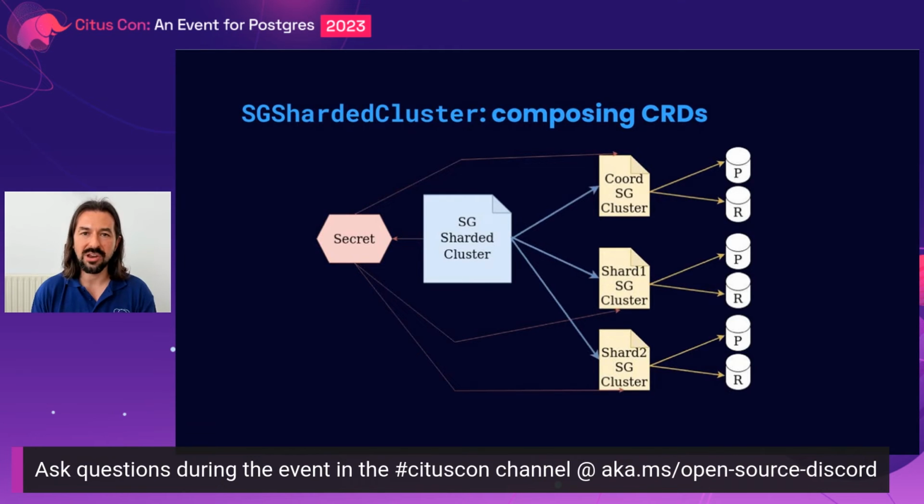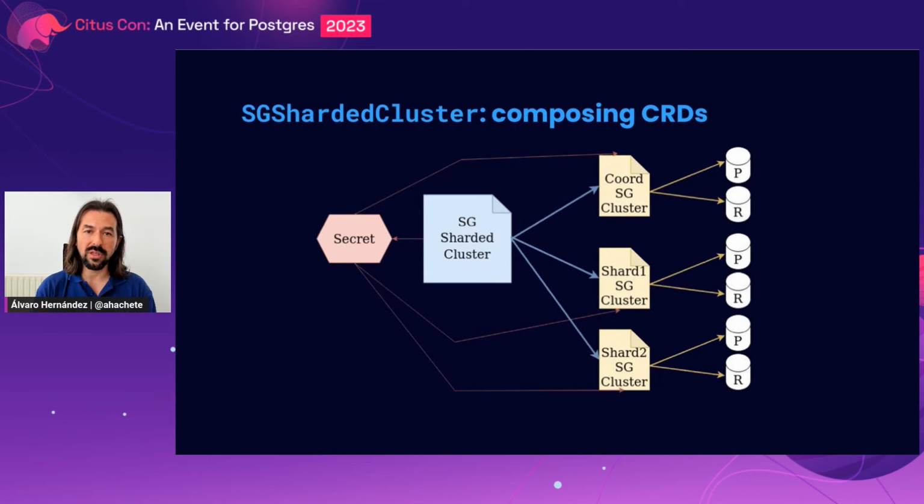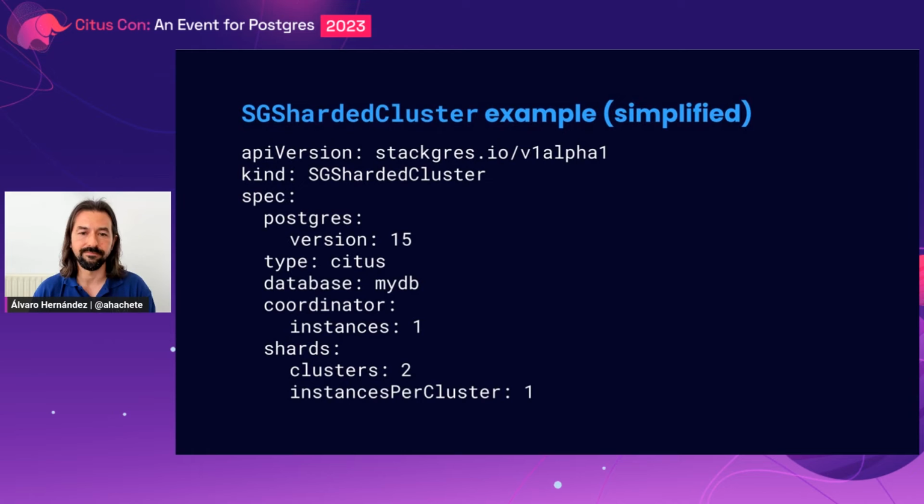One important caveat here is that all the nodes need to share the same credentials, the same password. So one thing that we also did here is that the SG sharded cluster creates a common secret. And this secret is referenced by every SG cluster created so that they use the same credentials. As you see, this pattern of composable CRDs is very powerful. You as a user will only need to create the SG sharded cluster, and this will create the other objects that already in StackGres allow you to create Postgres clusters.